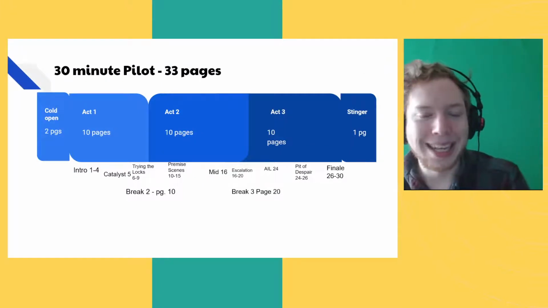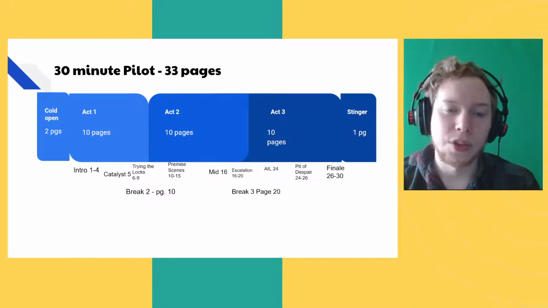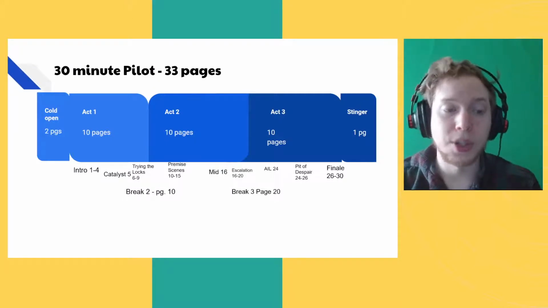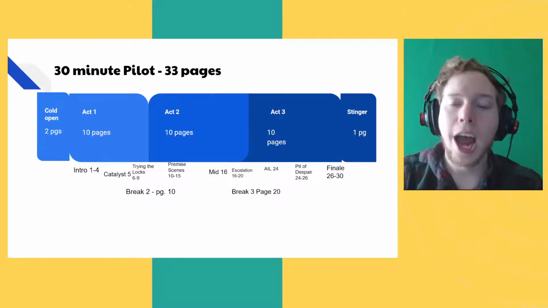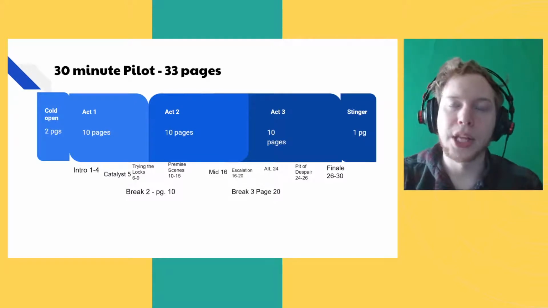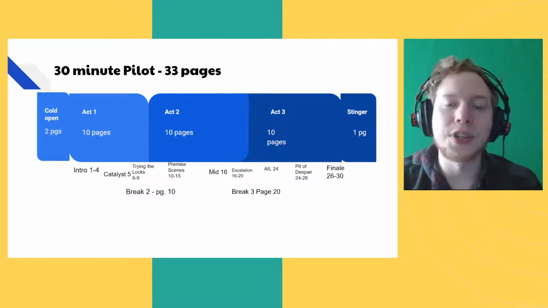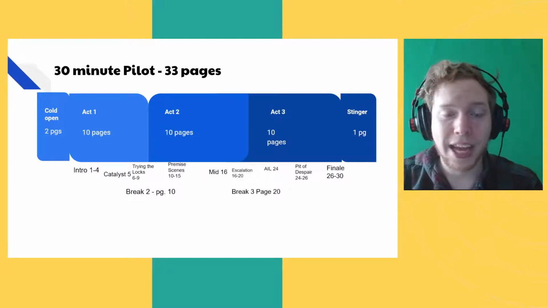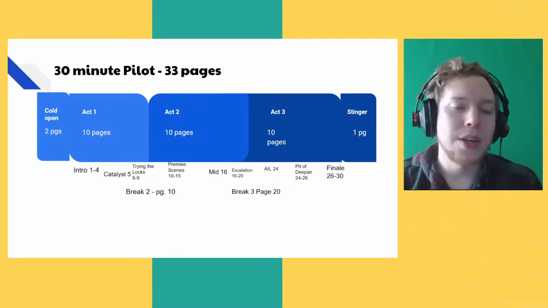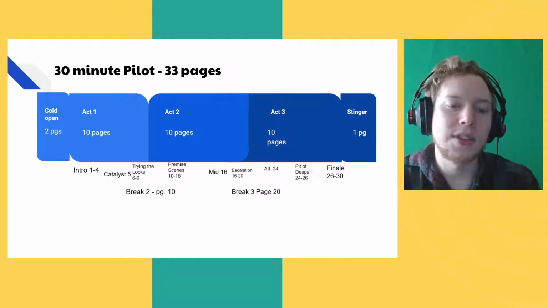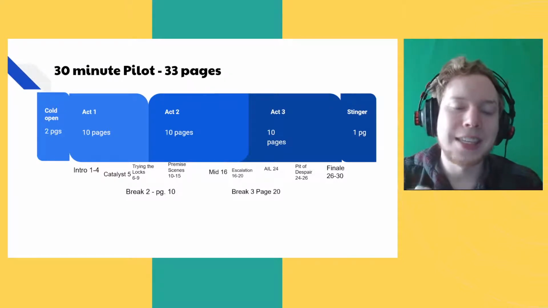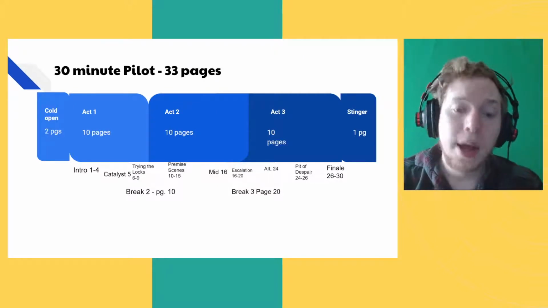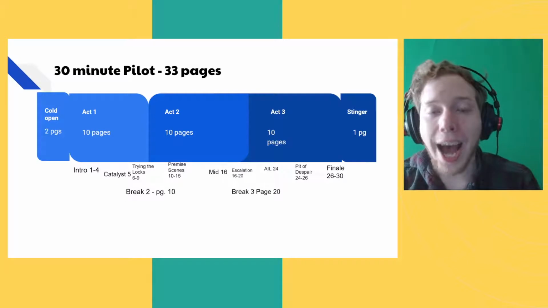So, 30-minute pilot. This is a basic look at the structure for this. Act 1, 10 pages, Act 2, 10 pages, Act 3, 10 pages, with 2 pages for cold open at the top, and about a page for the stinger at the end, giving you about 33 to 36 pages at the absolute most. Don't go above 35 or 36, where it's going to start to not feel like a half-hour time slot anymore. Not every single pilot is going to follow each of these beats exactly as far as these page breakdowns go, but this is just going to give you an idea of the kind of thing that you want to do.